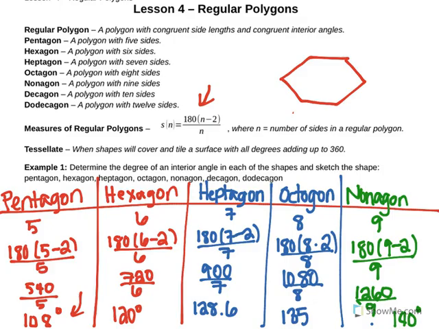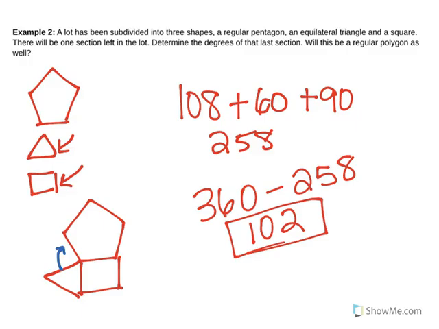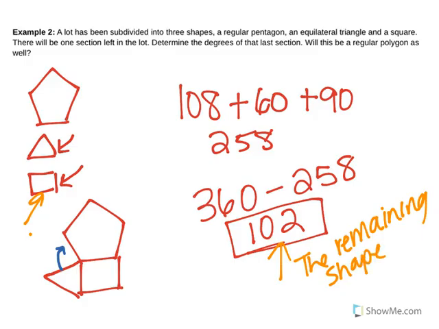Going back to all the questions we just did, we have 108, we have 120, and it just keeps getting bigger. None of those are going to be 102. The shape smaller than a pentagon, so 5 sides, would be a square, which has 4 sides, which is 90 degrees, which is not 102. So the remaining shape is not going to be a regular shape. It would have to be something that is worth 102 degrees. So it is not regular.